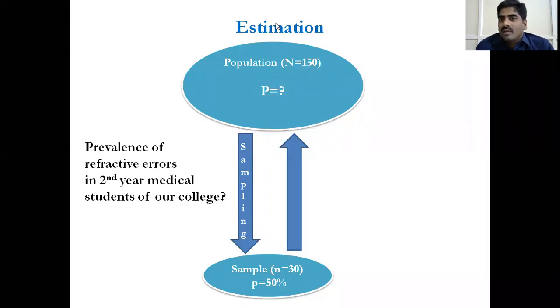Here I'm opening the chart. You can give the answer. For 30 samples, the prevalence is 50%. This is the sample of 30 observations. The prevalence is 50, and here n equal to 150 is the population size. And what is the prevalence in population?